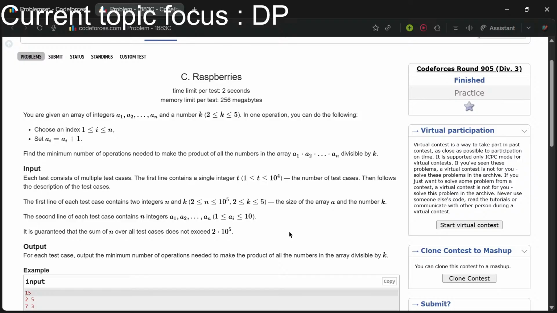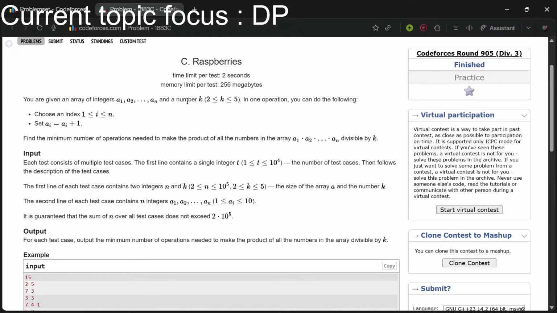Okay, let's go. Given an array of integers of only 1 to 10, and I have to get to k. Okay.